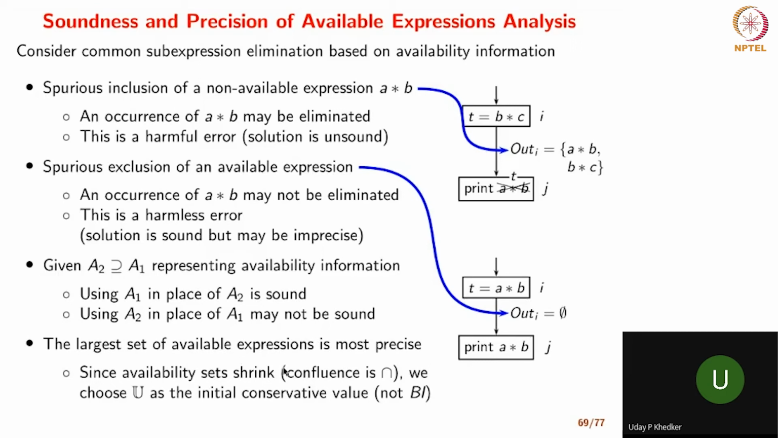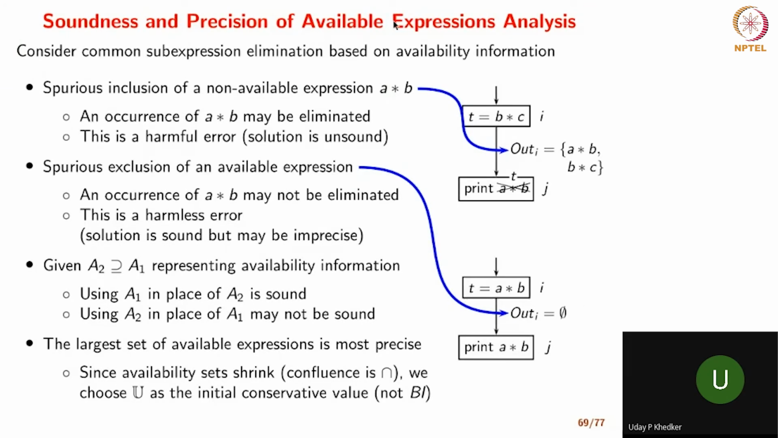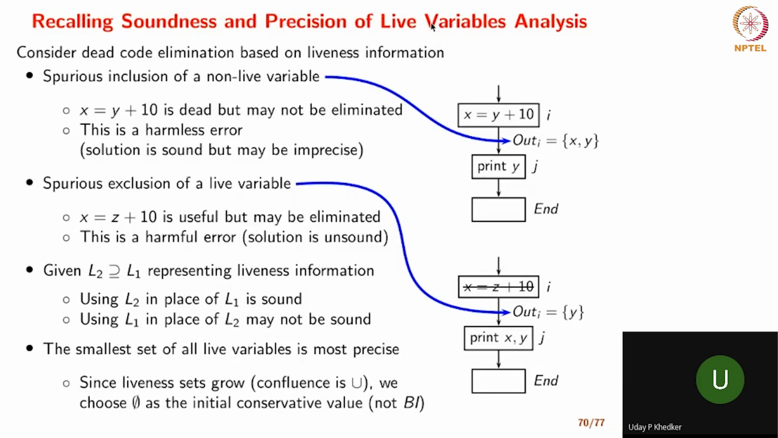Since availability sets shrink, the confluence is intersection, we choose the universal set as the initial conservative value. Boundary information has nothing to do with the initial value. Boundary information is semantic information, and because these are local expressions involving local variables, we continue to mark it as empty set. So this is about soundness for available expressions analysis. Next slide is about live variables analysis.